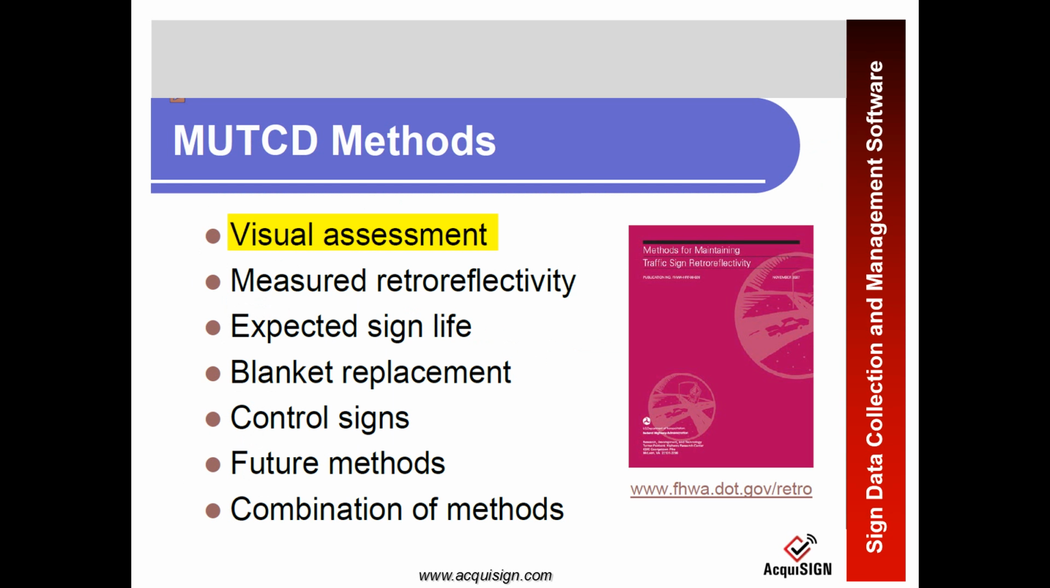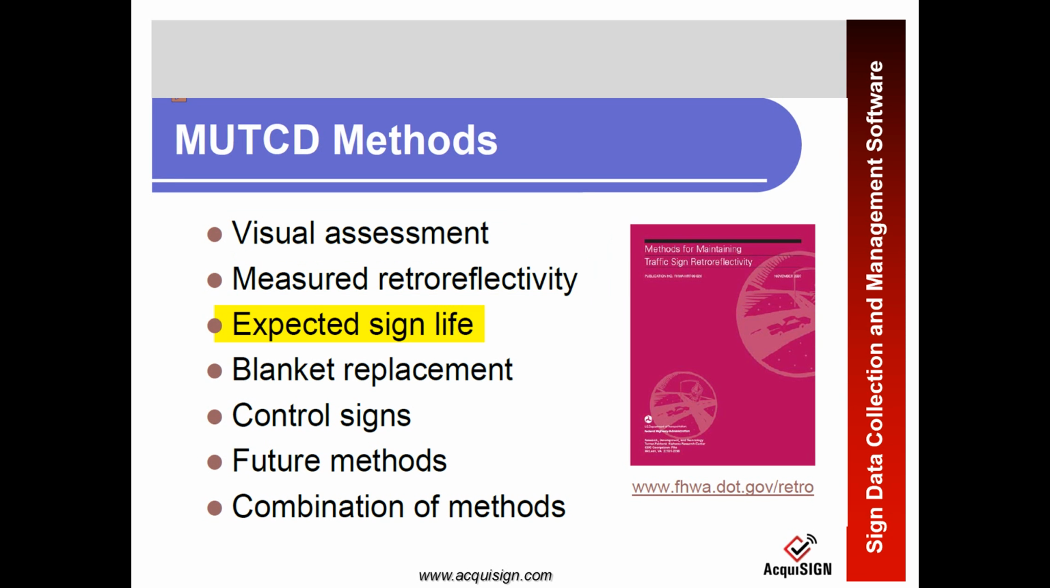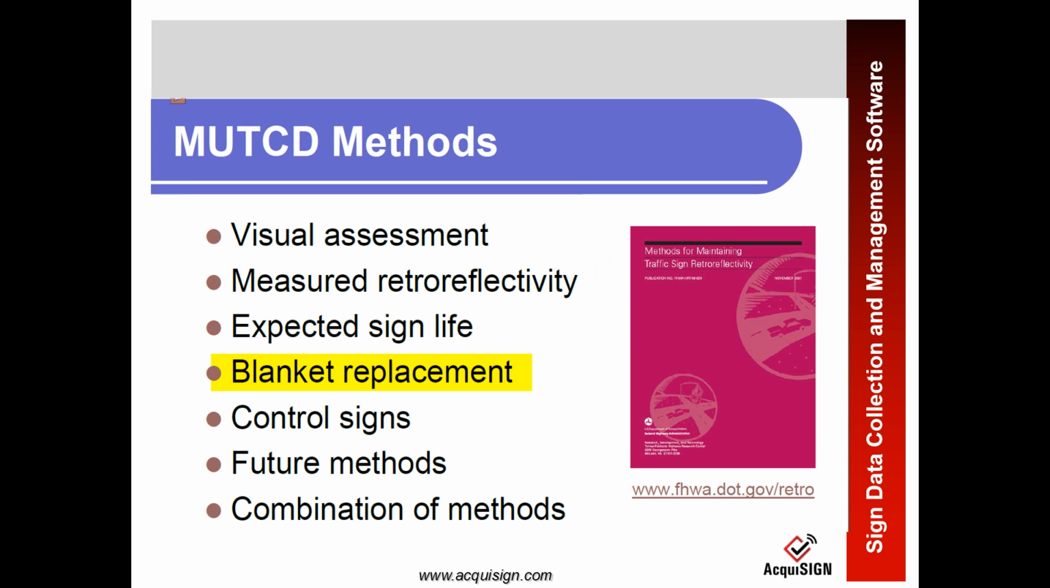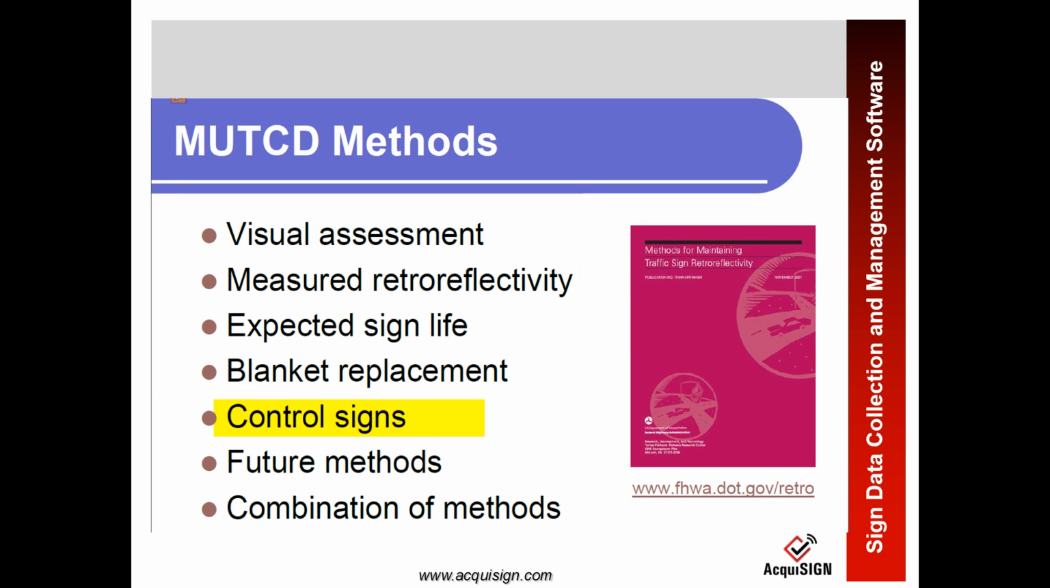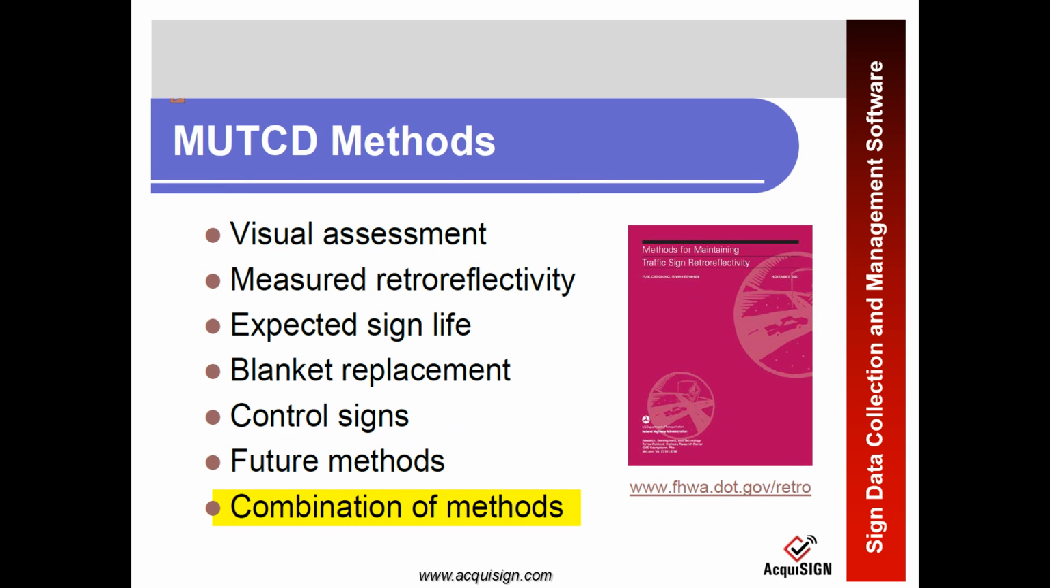This can include retroreflectivity assessment using a visual inspection method or measured retroreflectivity. The management portion of that plan may include expected sign life, blanket replacement, or use of control signs. Other future methods can be used as long as they are based on an engineering study, and in some cases a combination of these methods may be appropriate.